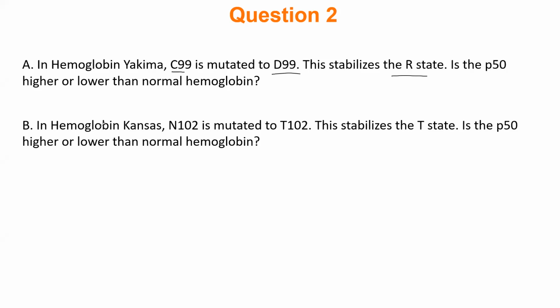And then hemoglobin variant Kansas, you see they're named after where they were first discovered. Asparagine 102 is mutated to threonine 102. We now stabilize the T state. So is P50 higher or lower than normal hemoglobin if you stabilize the T state? So go back, review R and T state, see if you have this correctly in your head, what these mean, and then relate that to P50. So again, I'm going to give people a couple minutes, think about this, and when you have an answer, let me know, and then we'll come back and discuss it after people have had some thought about this.